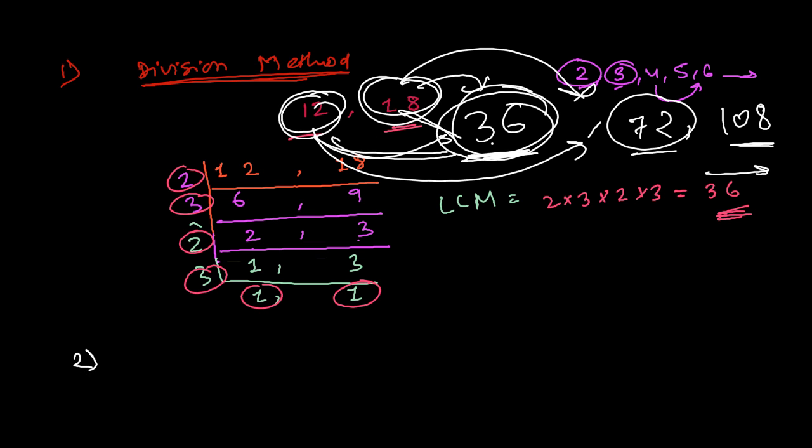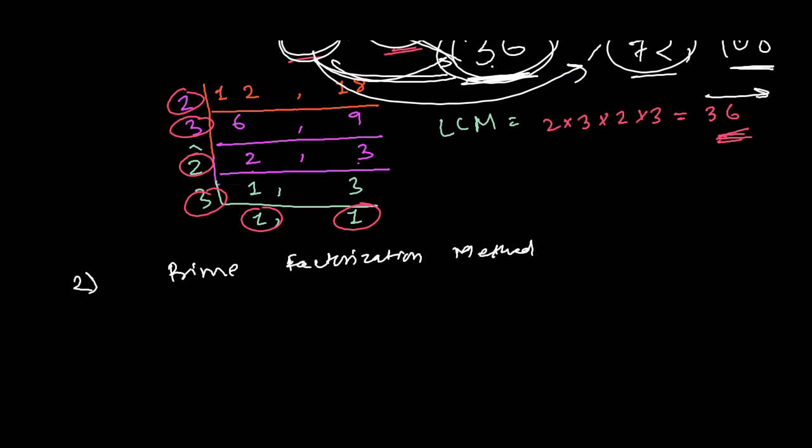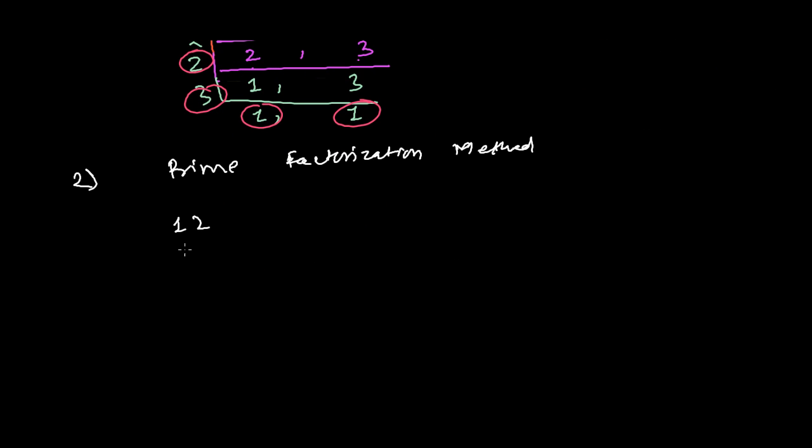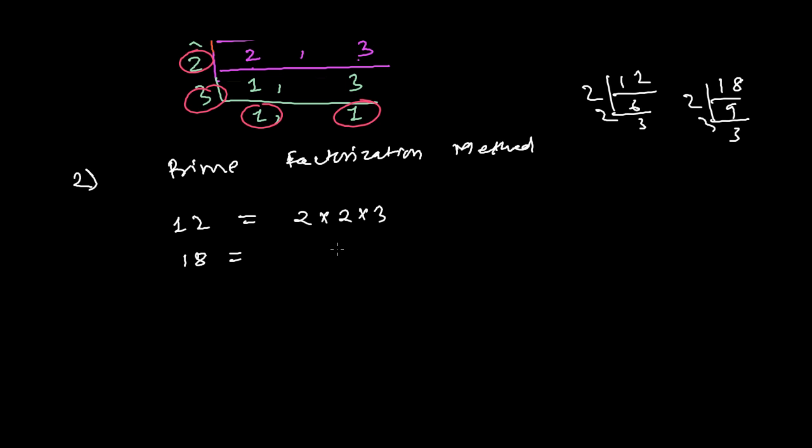Now let's do it by the prime factorization method. In this method, we first write 12 and 18 as the product of prime numbers. So the prime factorization of 12, if you do, you'll get 2 times 6 and 2 times 3. What you'll get here is 2 times 2 times 3. Similarly for 18, you'll get 2 times 9 and then 3 times 3. So you'll write 2 times 3 times 3.